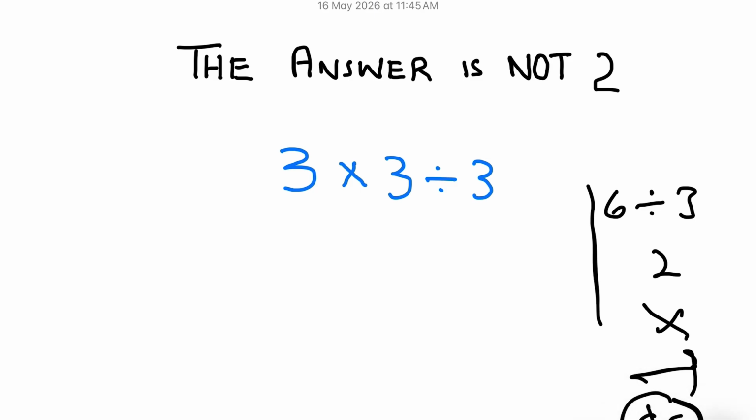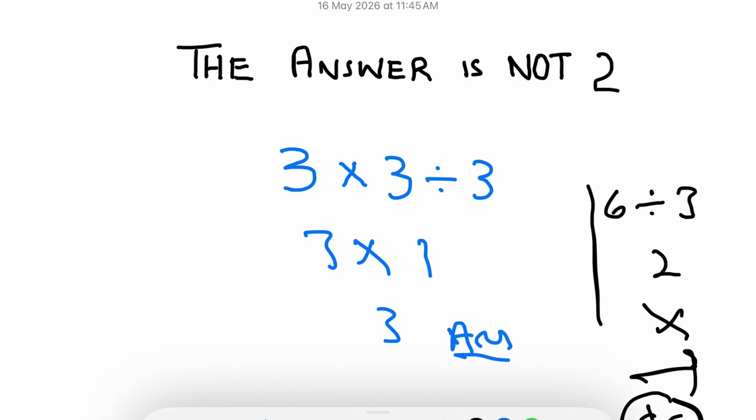Okay, so here we will simplify. Here we simplify the division first. 3 multiplied by 3 divided by 3 is 1, and 3 multiplied by 1 is 3. So this is the right answer to the given question.